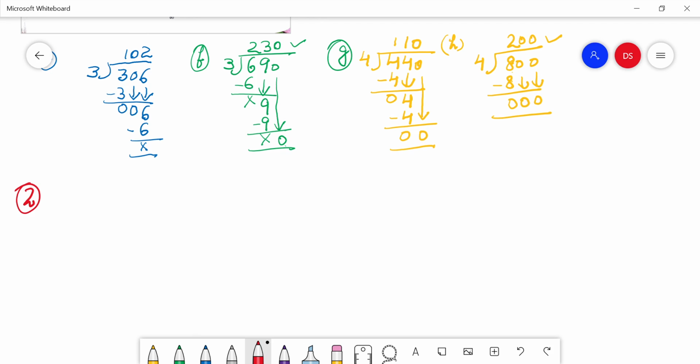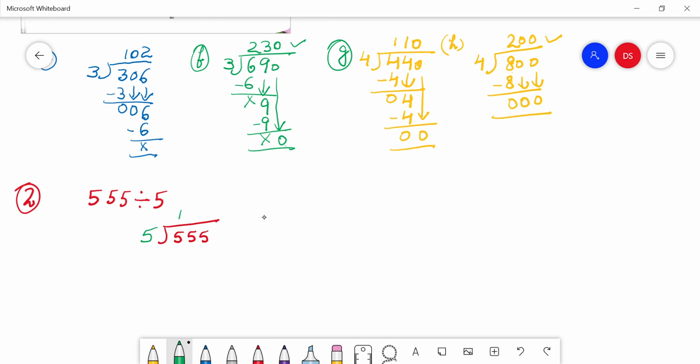Here the questions are given in the line. So first we will make them in the sum form. As you can see, 555 divided by 5. So we will change it into sum form like this, as we are doing. 555 is the dividend. We will write it inside and divide it by 5.